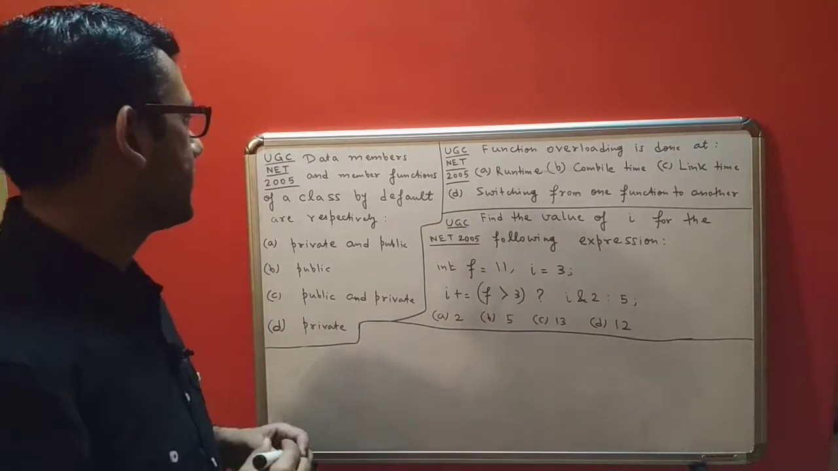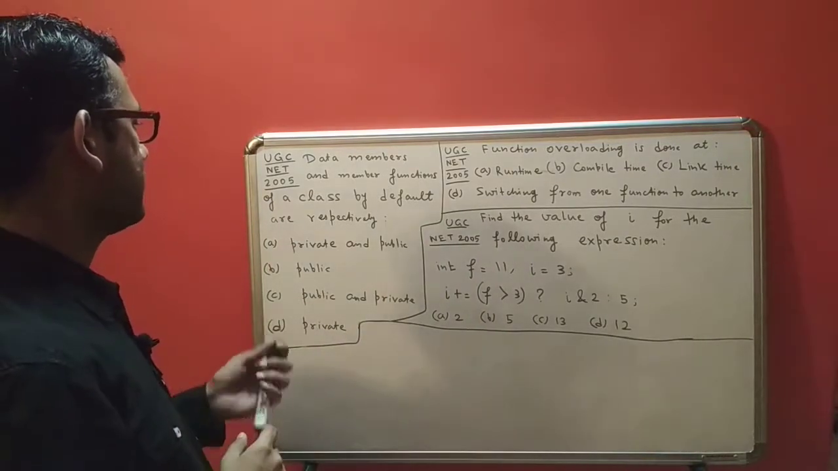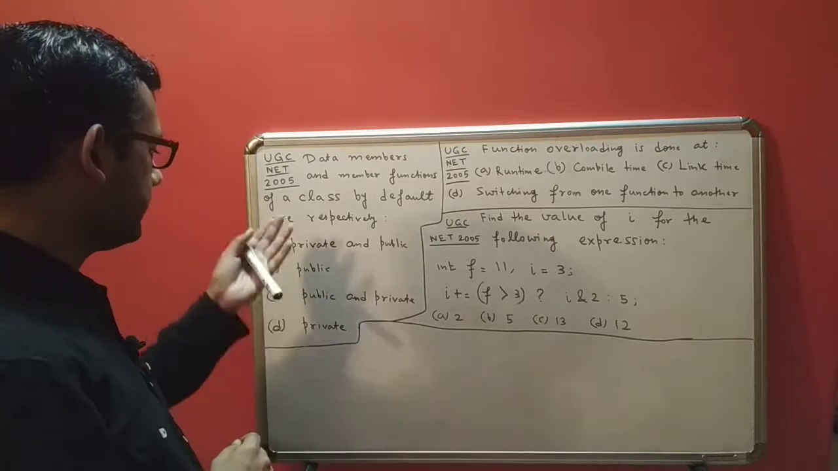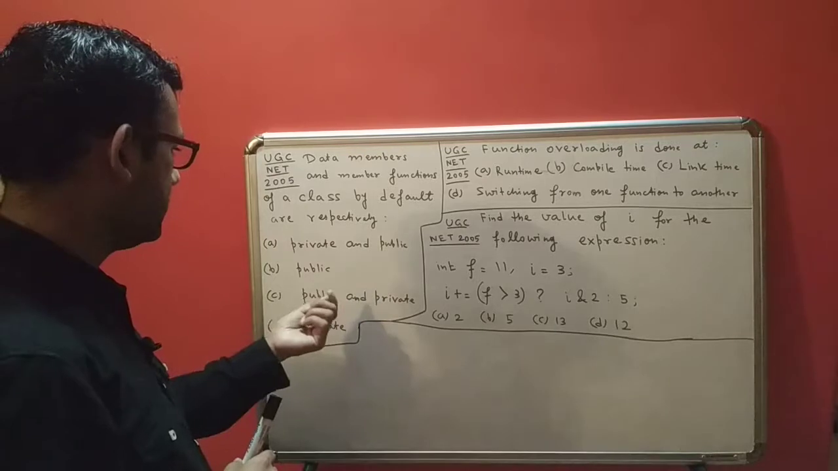Let's solve these three questions. Let's start with this one. Data members and member functions of a class by default are respectively, and they've given us 4 options. Now, in these 4 options, we find 2 C++ keywords.